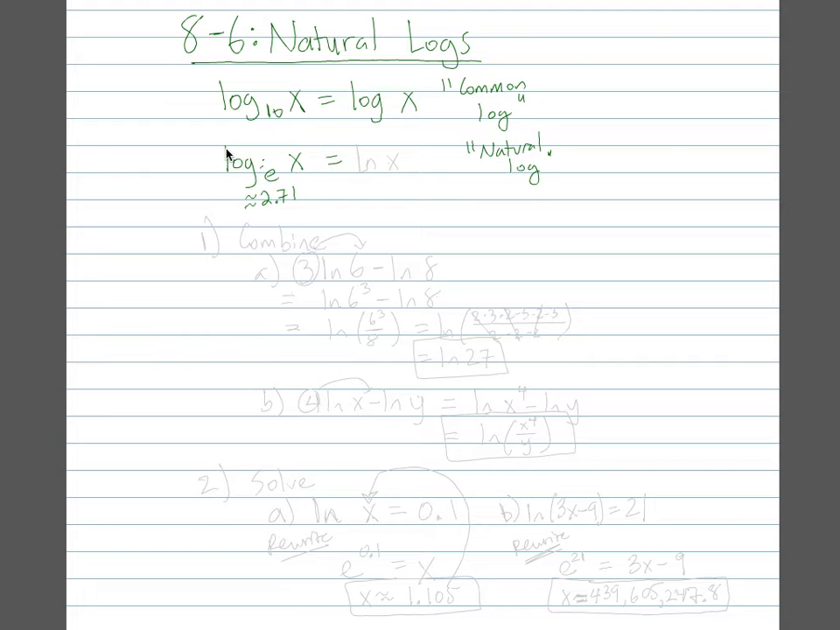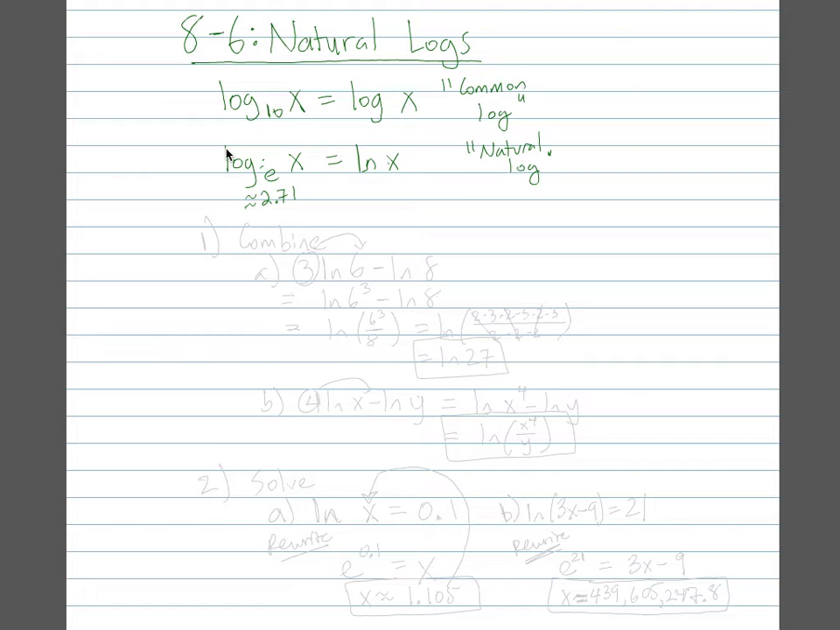We find e, remember, when we compound interest not 4 times a year, not 12 times a year, not 365 times a year, but continuously, we arrive at e. We can abbreviate this as ln x. If you ever see ln x, it just means log base e. It's called the natural log.